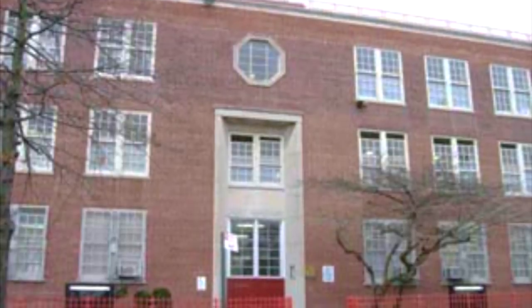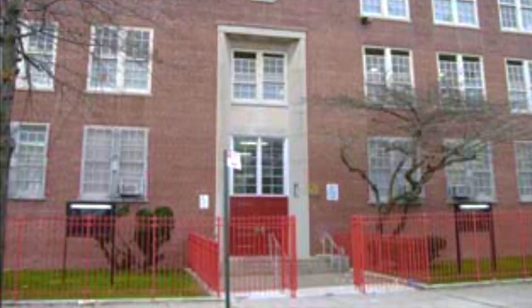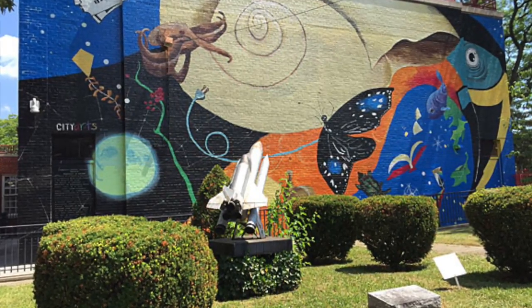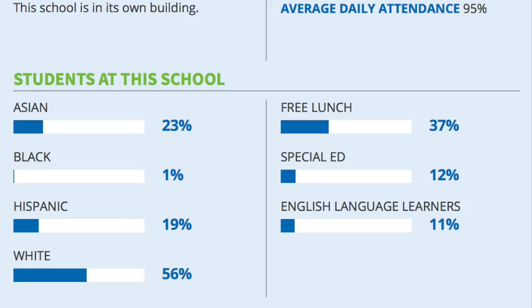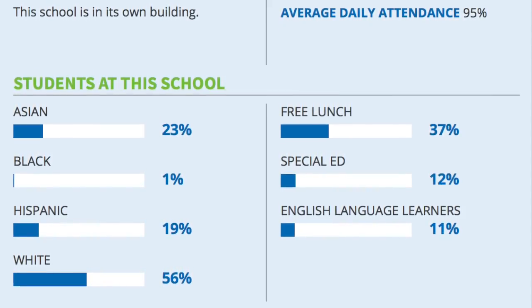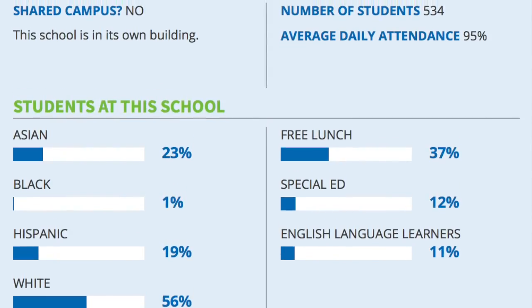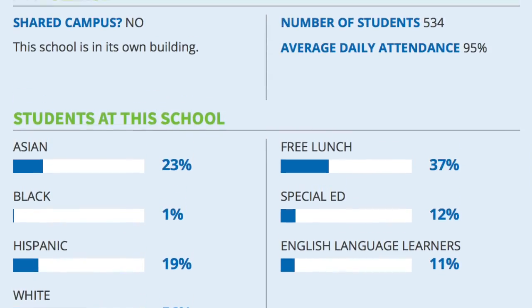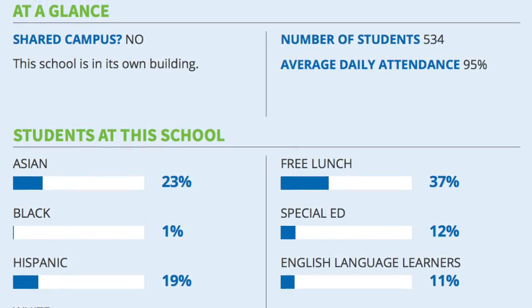Over the spring semester of 2016, I had the opportunity to observe a third grade ICT classroom in PS 193. PS 193 is located in Whitestone, New York, and the community served is 56% white, 23% Asian, 19% Hispanic, and 1% Black. Within these percentages, there are 12% special ed students and 11% English language learners.